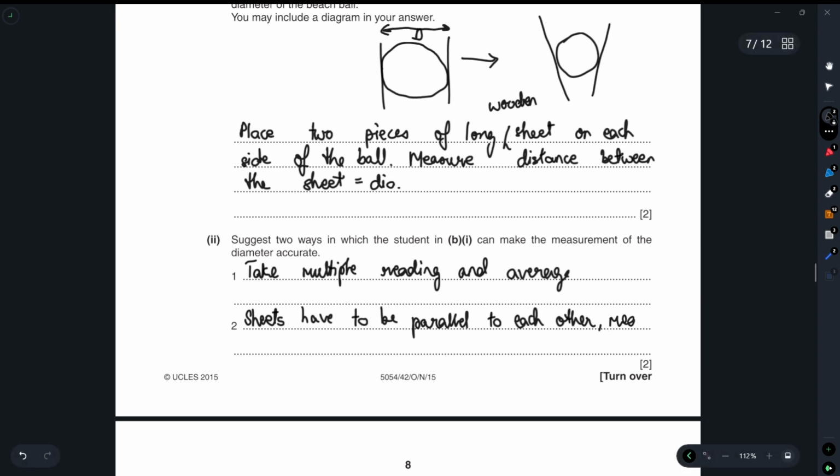Measure diameter at multiple points on the sheet.